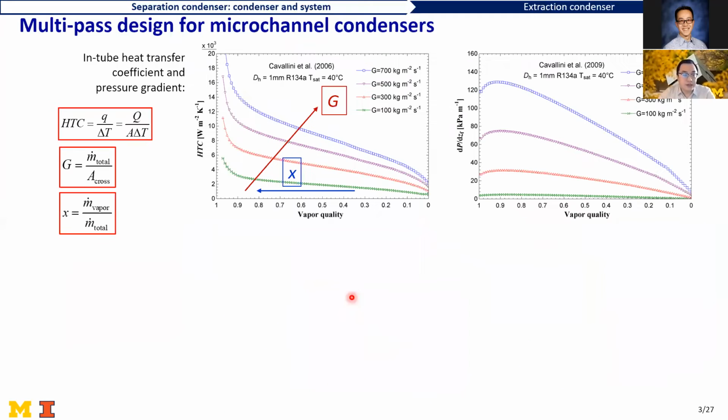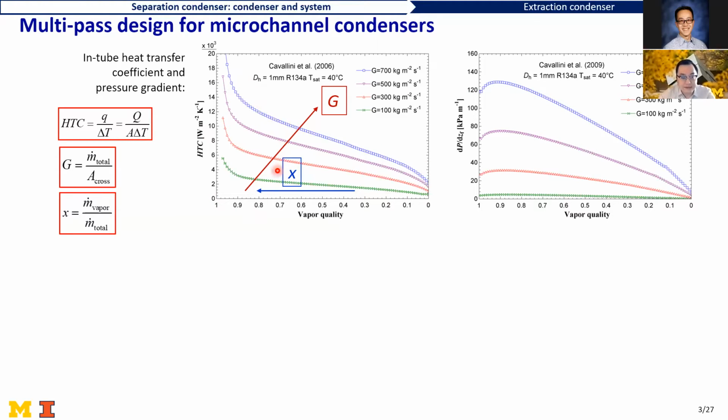Nowadays for microchannel condensers, people usually adopt the multi-pass design. Before I go to the introduction of the multi-pass design, let me just show you two figures about the fundamentals for heat transfer and the pressure drop inside the microchannel tube. Here on the left, we see the heat transfer coefficient as a function of the vapor quality. The vapor quality changes from 1 to 0 from left to right. This is to simulate a condensation process.